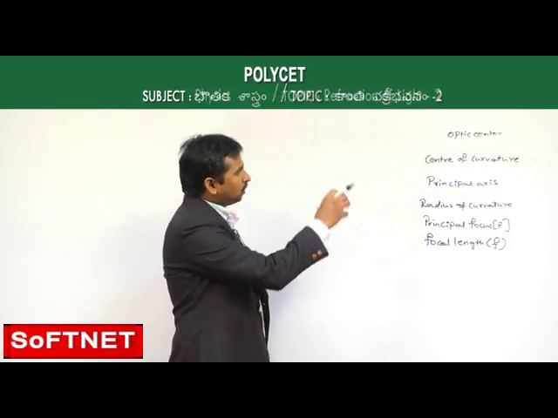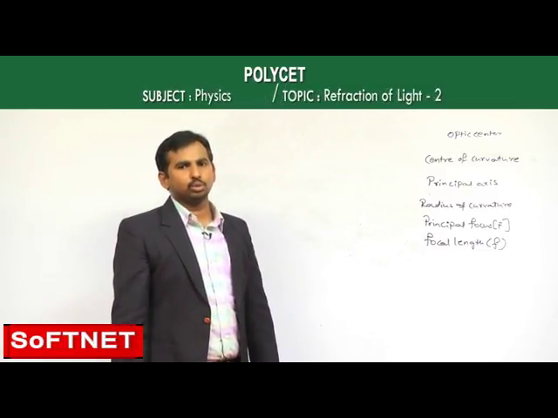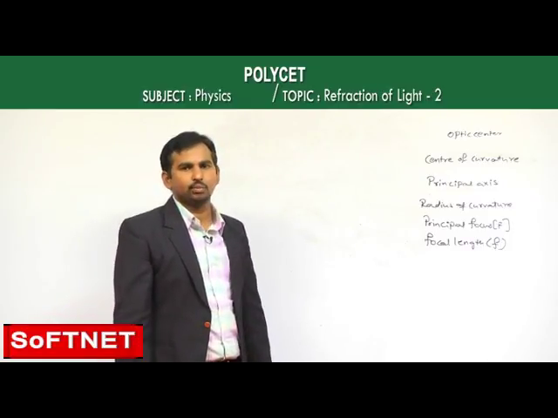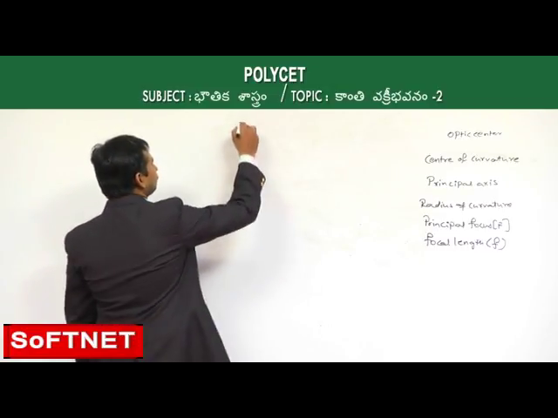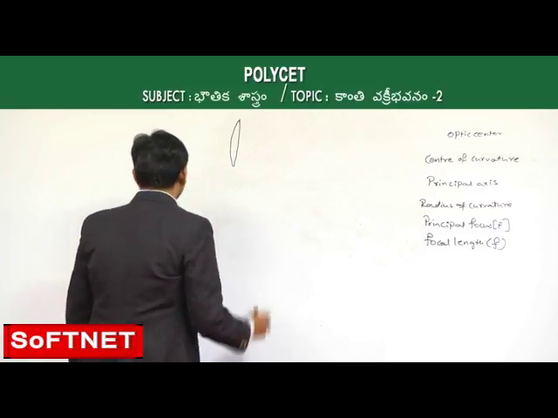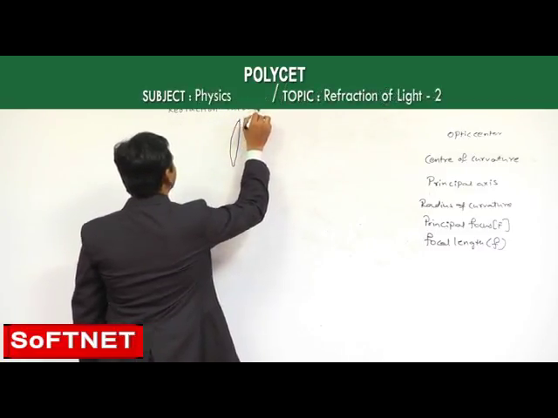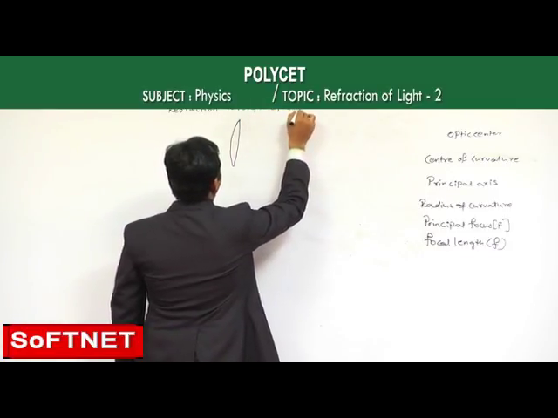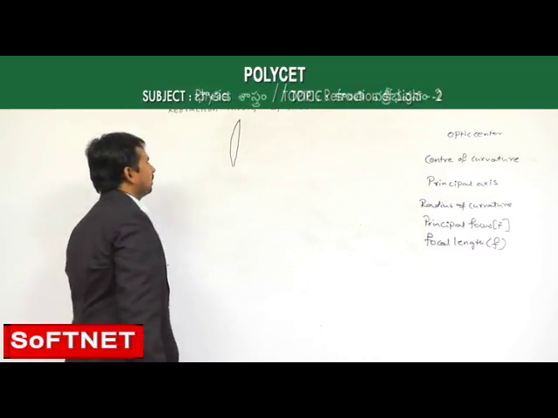Now, using all these basic definitions, we are going to explain refraction through the convex lens, which means how the light ray behaves once it enters the convex lens. Refraction through spherical lens: you can take a convex or a concave. Here I am taking a convex lens.